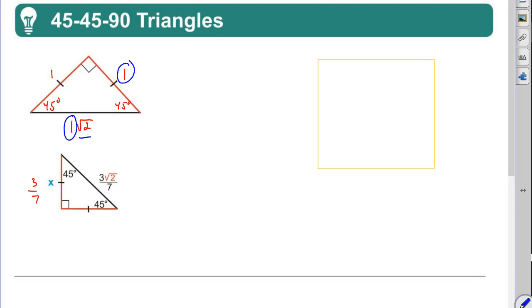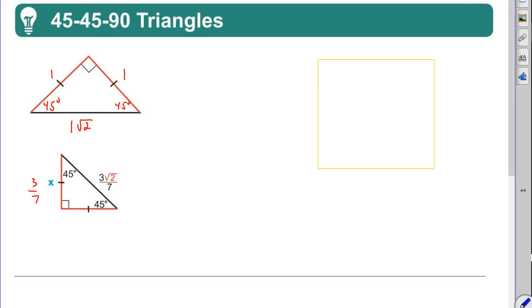So just so you understand, in this pattern, if this were a 4, then that would be a 4 and that would be a 4, right? 4 times square root of 2. If this was a 10, then that has to be a 10, and that has to be 10 times the square root of 2. See how that works? If this were a half, then this would have to be a half, and this would have to be the square root of 2 over 2, right? A half times square root of 2. Because you know the pattern, because of similar triangles, the sides are proportional.